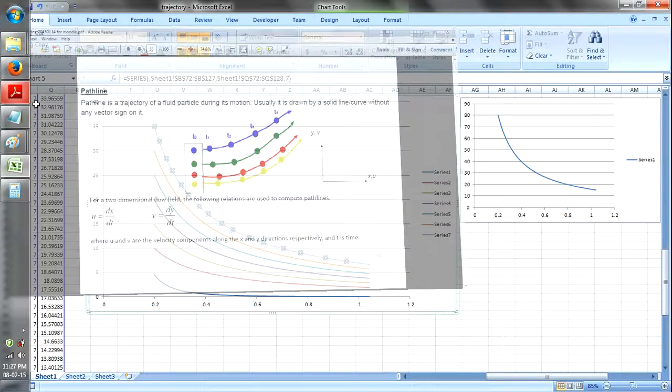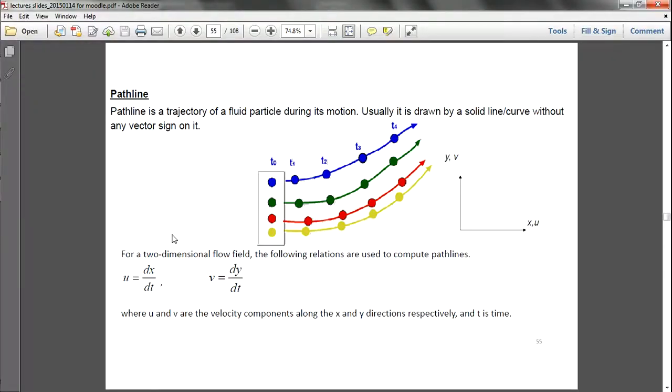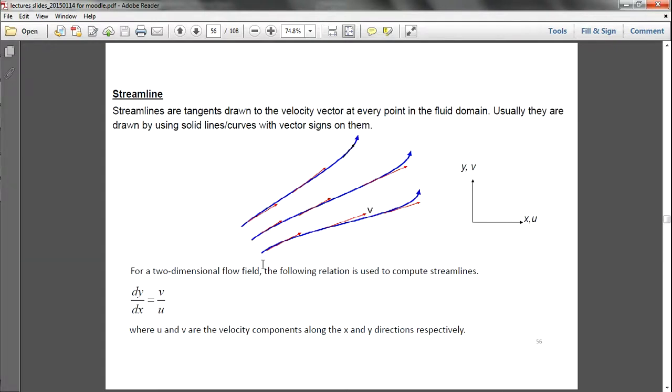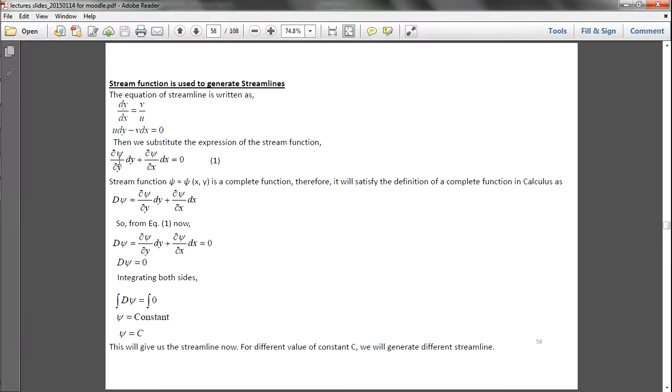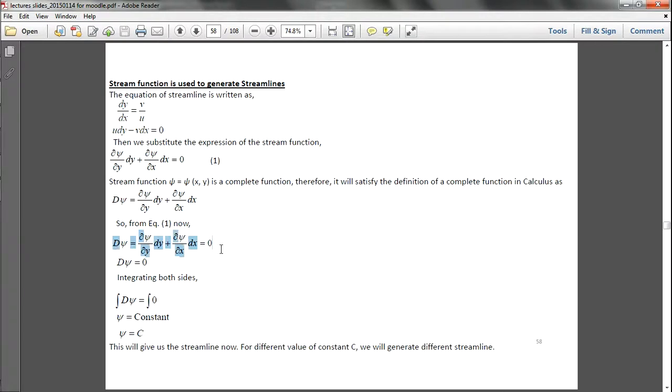And then we talk about it quite a lot. So if you're talking about path line, you can use u equals dx/dt and v equals dy/dt. But if you're talking about streamline, you're talking about this equation that eventually will go into u equals partial psi over partial y, and v equals minus partial psi over partial x, and then this one over here. So you need to know all these things.